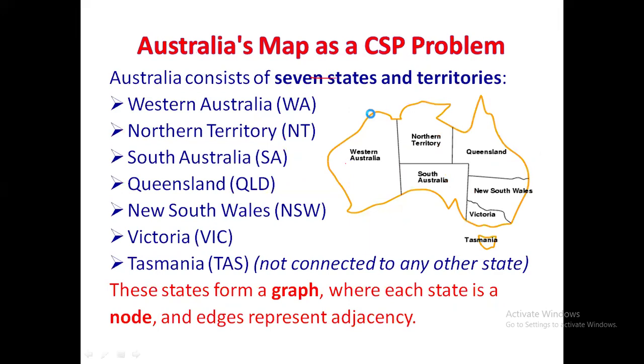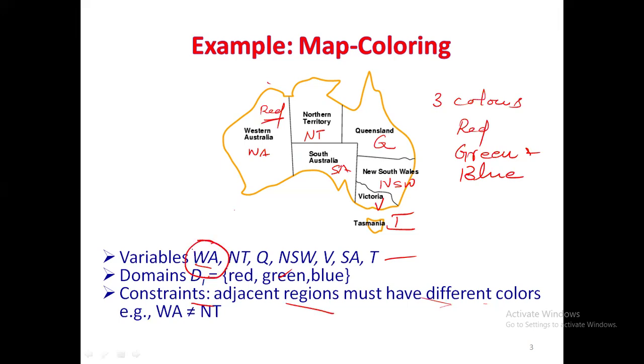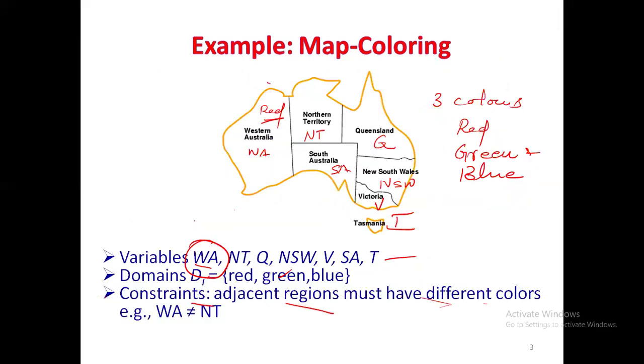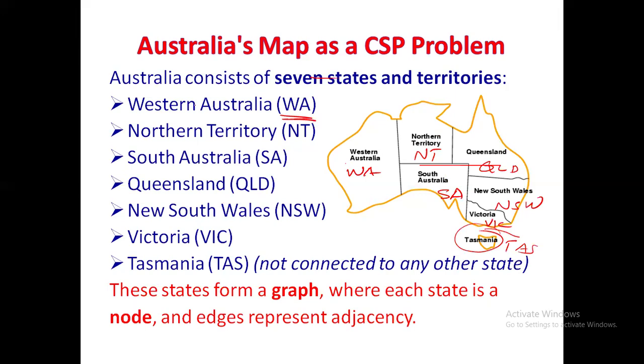I'll explain once again. WA represents West Australia, one of the variables I have told you about. Northern Territory, we represent as NT. South Australia, we mark as SA. Queensland, Q or QLD, we can mark it. New South Wales is marked as NSW, Victoria as VIC, and Tasmania. Tasmania is not connected with any other state, so it can have any of the three colors, either red, green, or blue. Any color it will have.